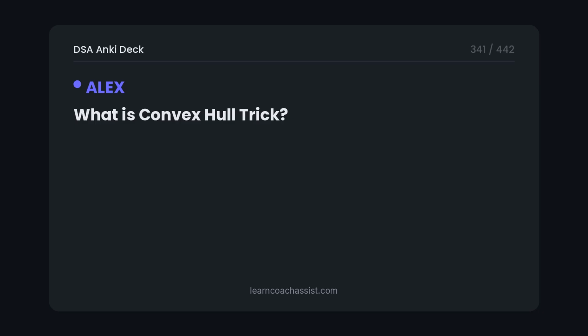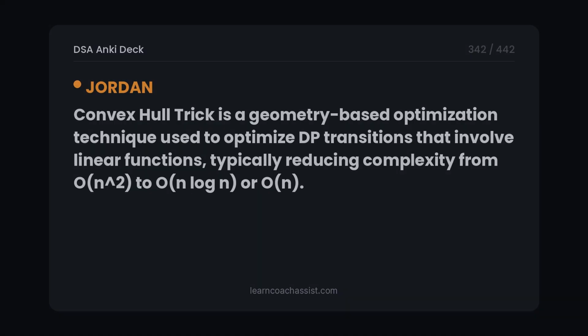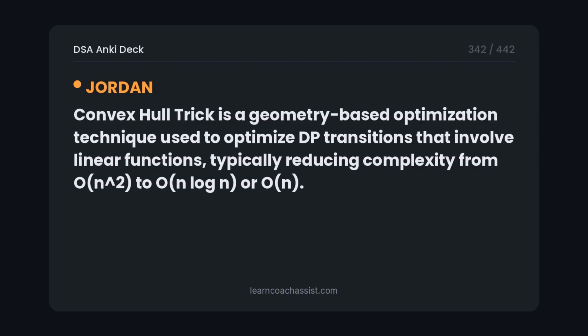What is convex hull trick? Convex hull trick is a geometry-based optimization technique used to optimize DP transitions that involve linear functions, typically reducing complexity from O(n squared) to O(n log n) or O(n).